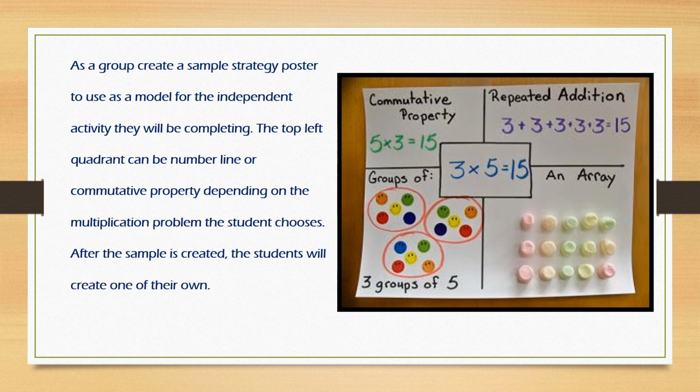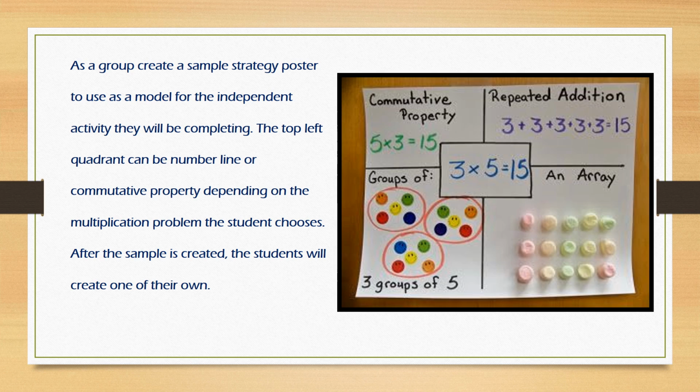So on the top left quadrant of the paper, you'll see that it says commutative property. In that quadrant, I would give them the choices of either the commutative property or a number line. The reason for that is some of the number lines can get super long, and there's just not enough space on this particular activity to include that. So depending upon the multiplication problem, I would just give them that choice. They could do commutative property, they could do the number line.